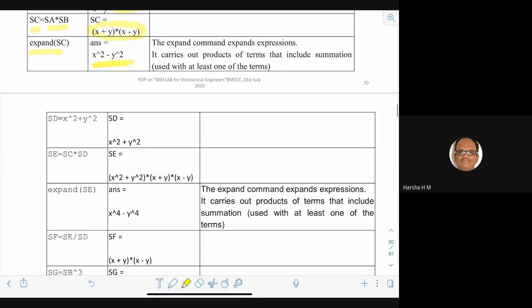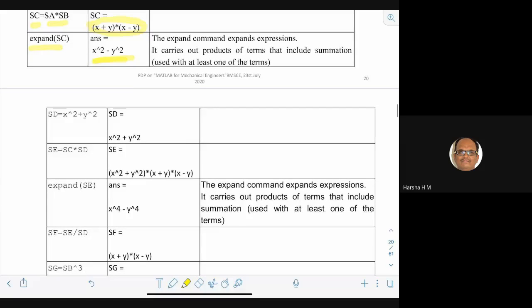Slightly moving ahead of this, if you see now xt is equal to x square plus y square, automatically you could have got this as x square plus y square as the output. And now you say SC is equal to SC into SD. SC is, remember, x square plus y square. And when I multiply it by x square plus y square into x square minus y square, automatically you will say, and what is SC?